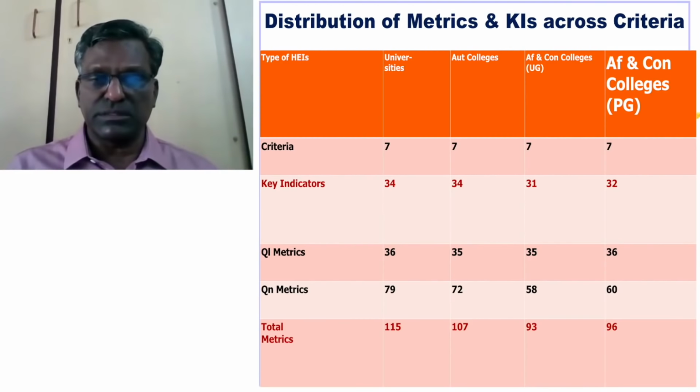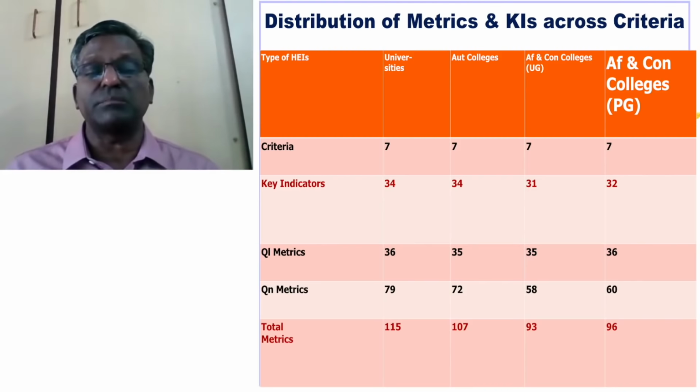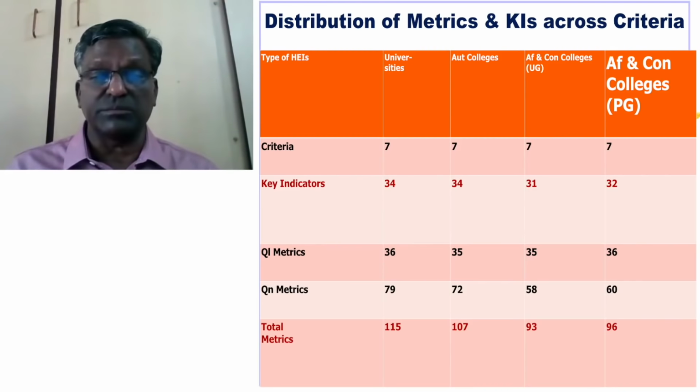So dear friends, this is an important slide, and this slide talks about 3 key issues. Criteria, and criteria are broken up into key indicators, and we have metrics, qualitative metrics and quantitative metrics. And invariably, we have more quantitative metrics than qualitative metrics because it is easy to calculate and therefore it is easy to evaluate and it is objective to a large extent.